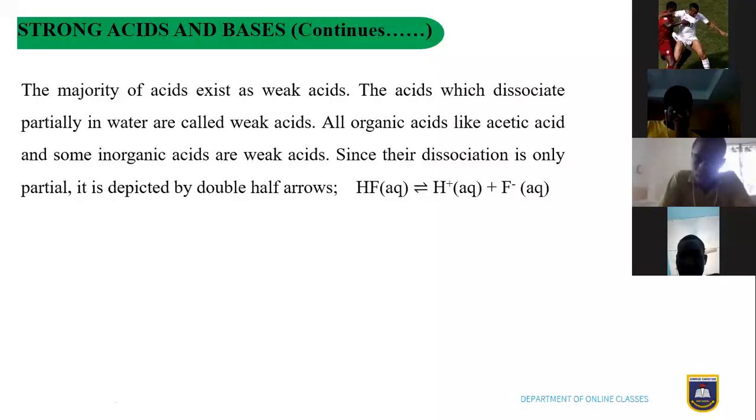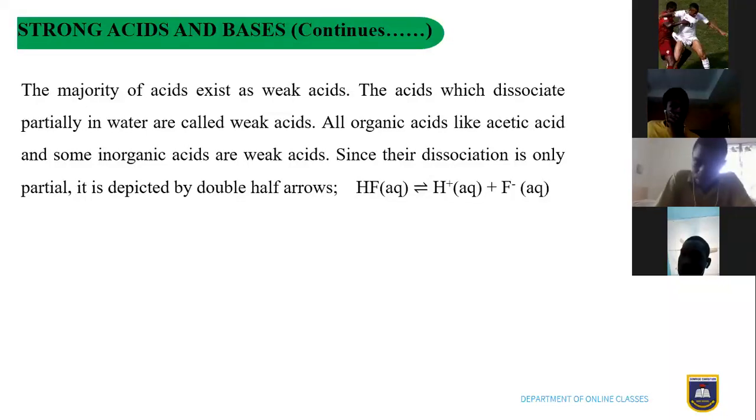All organic acids like acetic acid and some inorganic acids are weak acids. All organic acids are weak. Acetic acid, citric acid, palmitic acid, lactic acid, all of them are organic acids. They have their chemical formulae. All of them are weak acids, in addition to some inorganic acids like carbonic acid, H2CO3, phosphoric acid, H3PO4, and hydrogen sulfide, H2S. All of them are weak acids.